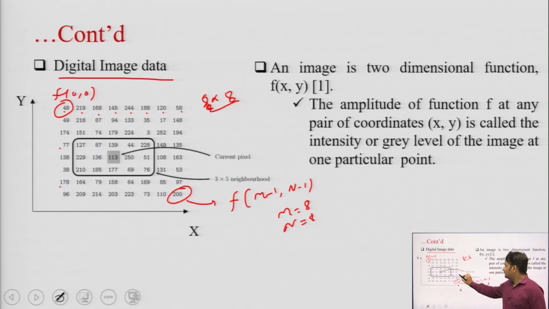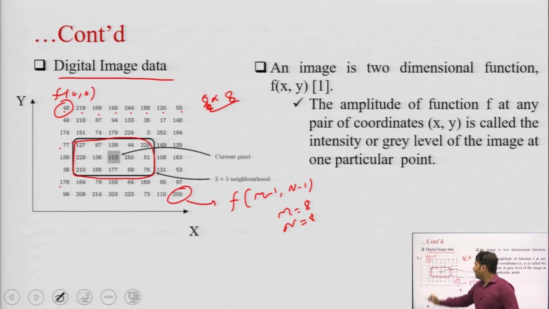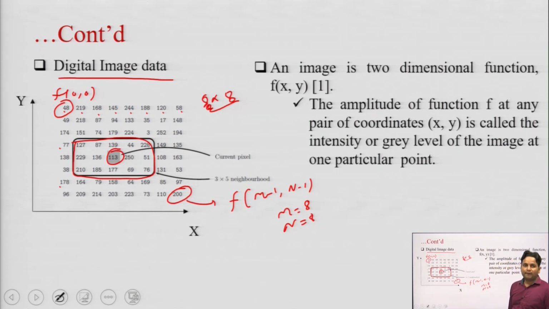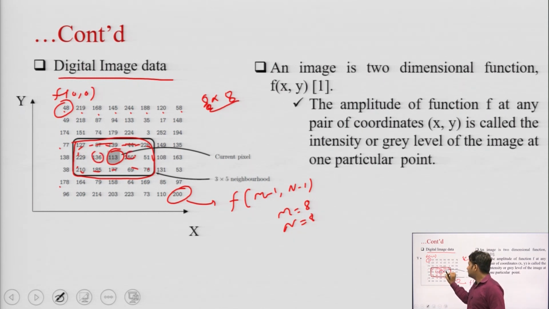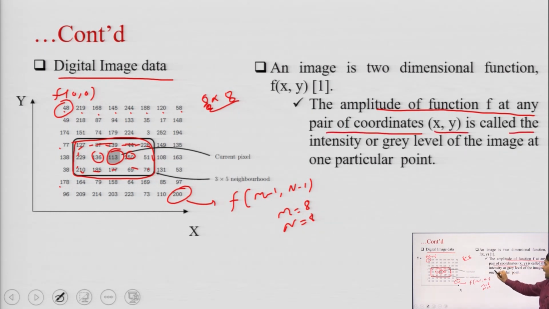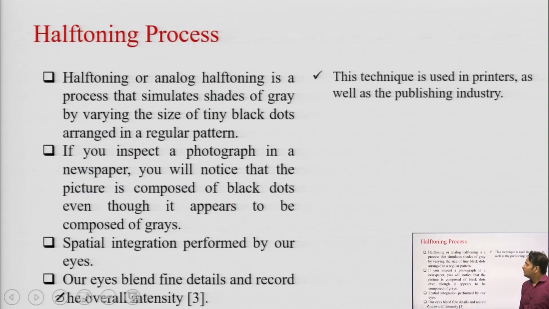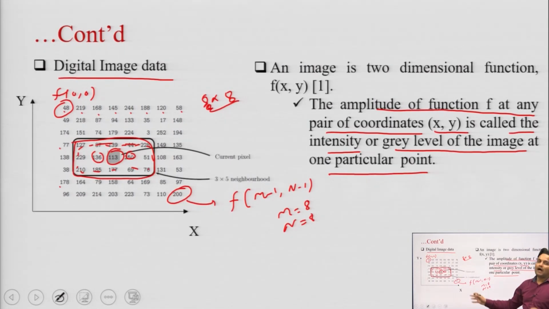So, if we talk about this portion, and we are focusing on this particular cell, or we can say that particular pixel, we have to identify the neighborhood pixels. So, these are called the neighborhood pixels, which are directly associated with that pixel. Okay. So, these are called the neighborhood pixels. Now, the amplitude of the function f at any pair of coordinates x, y is called the intensity or gray level of the image at that particular point. Okay.